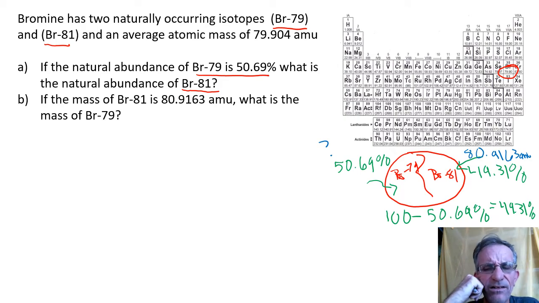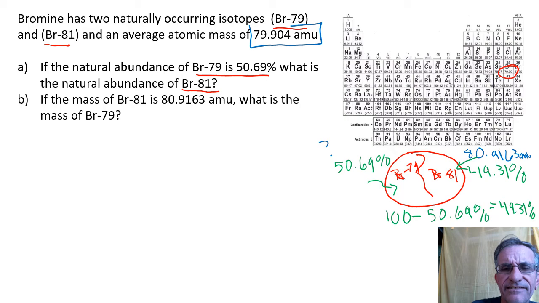Now this one's a little different, right? Because in the first two examples, what I did is I found the average mass. That's what I was looking for. Now, this time they're giving us the average mass, or we could even just look at the periodic table and find it.